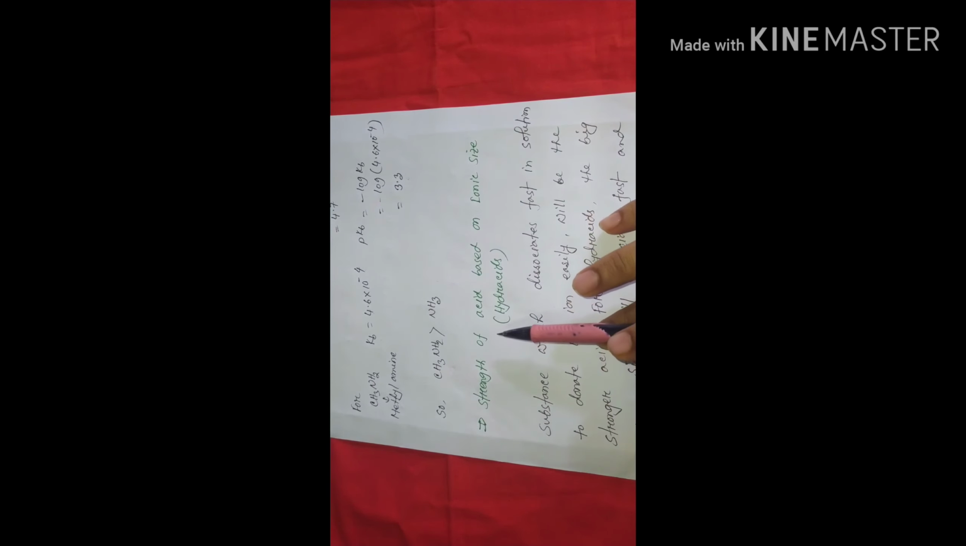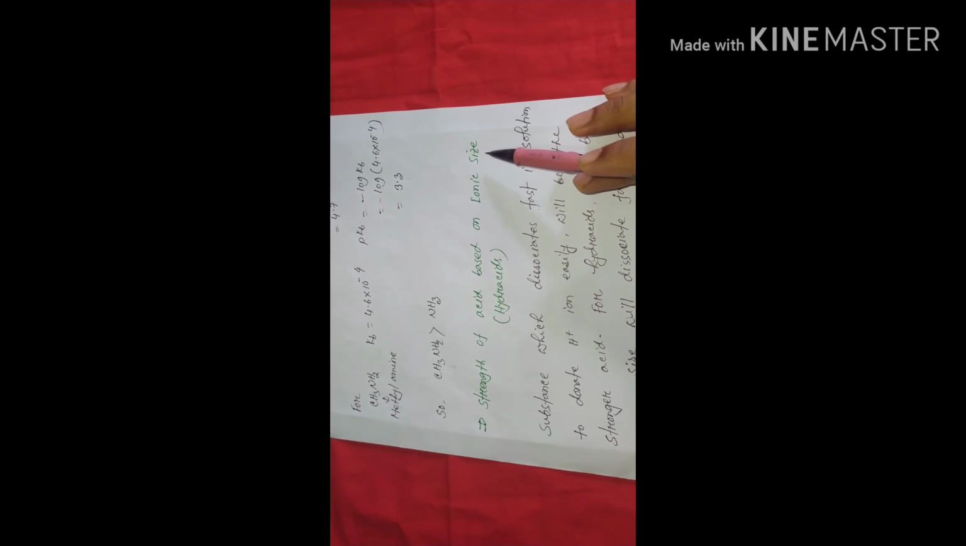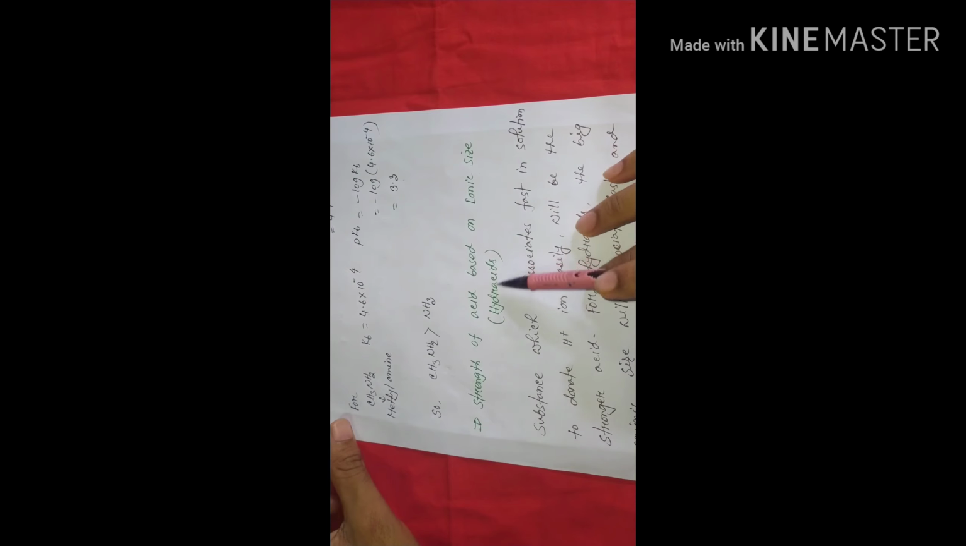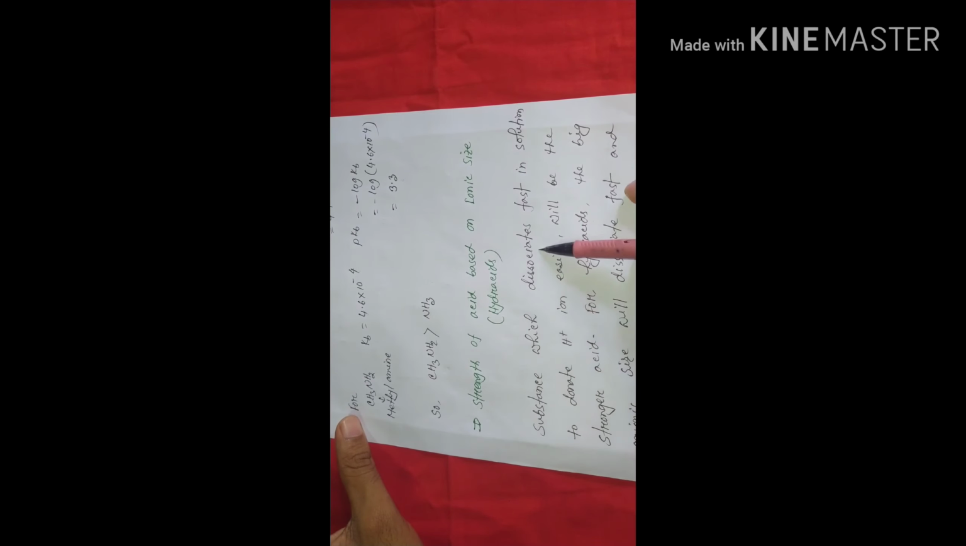Now we can determine the strength of acid based on ionic size. Hydracids: a substance which dissociates fast in solution to donate proton ion easily will be the stronger acid. For hydracids like hydrochloric acid and hydrofluoric acid, the big anionic size will dissociate fast and donate proton ion easily, and will be the strong acid.